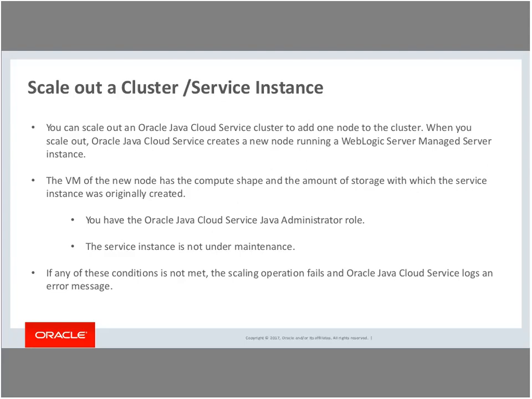There are a few prerequisites for doing scale out using cloud functionalities. You have to have the Oracle Java Cloud Service administrator role, and the service instance must not be under maintenance. If any of these conditions is not met, the scaling operation fails, and Oracle Java Cloud Service logs an error message. There are a couple of other observations, which we will discuss in the upcoming slides as well.